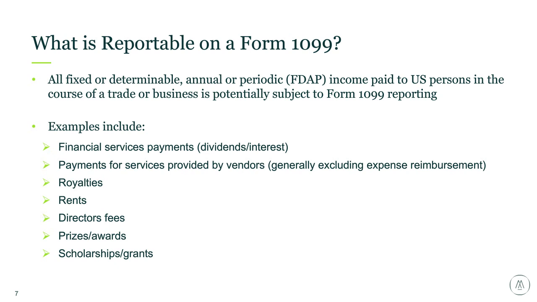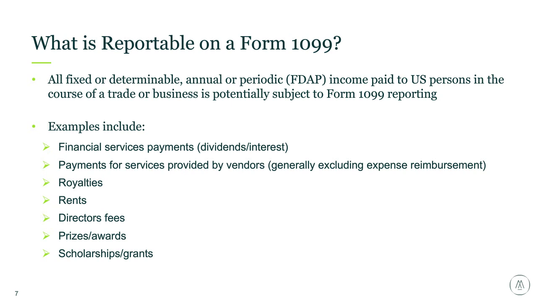So what is reportable on a Form 1099? It's defined in the regulations as all fixed or determinable annual or periodic income, which is commonly referred to as FDAP income. That doesn't mean a whole lot in terms of being intuitive, but most things other than payments for goods, essentially, paid to U.S. persons in the course of a trade or business are potentially subject to 1099 reporting. So keywords here: course of a trade or business.